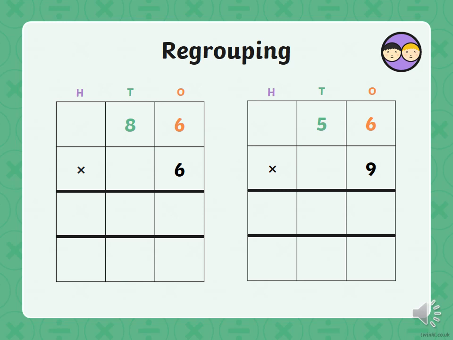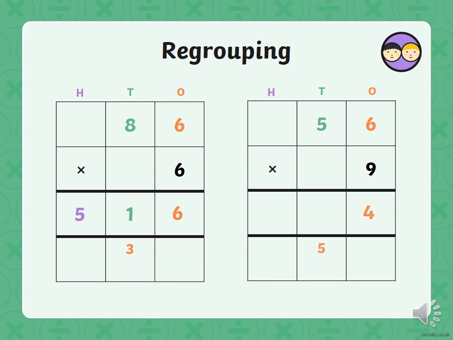86 times 6. So we start off with ones. 6 times 6 is, well done, it's 36. We put the 6 there and we carry the 3 over. 8 times 6 is 48. Well done. 48 plus 3, that's left over from the bottom, is 51. And then we put the 51 as it's shown over here.